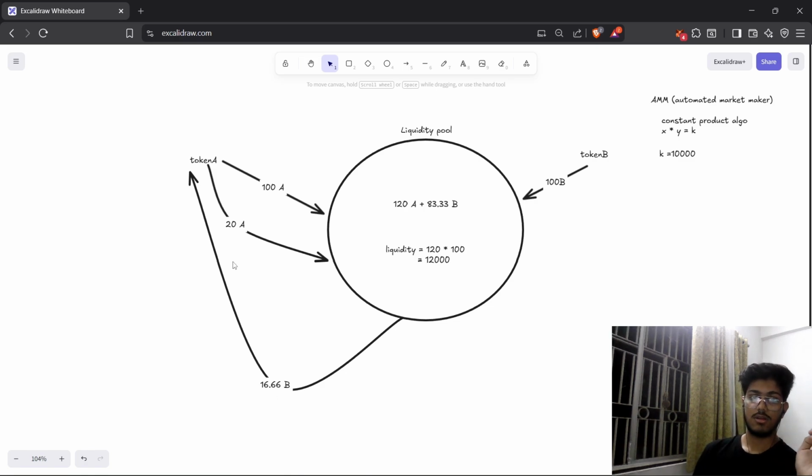This algorithm works on demand and supply logic. The more a token will be sold, the lesser its value will be. Basic supply and demand. I know I'm not explaining this in the best way I can.